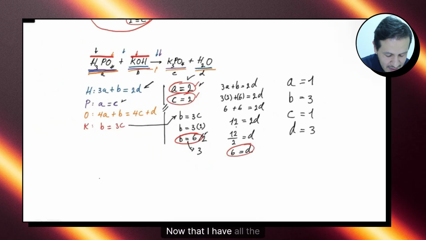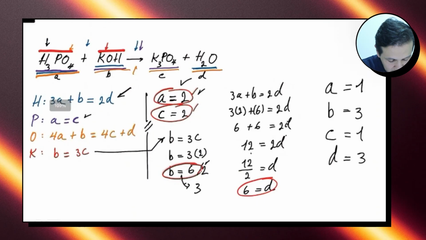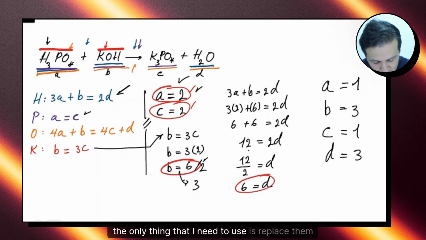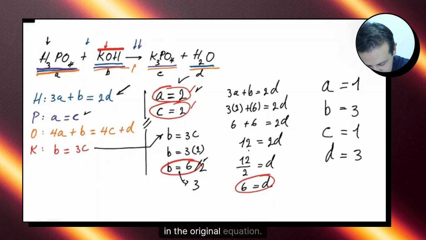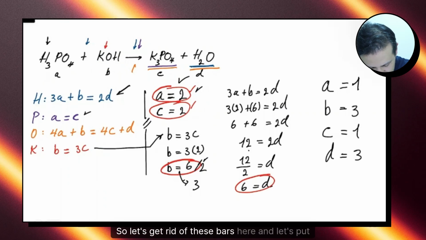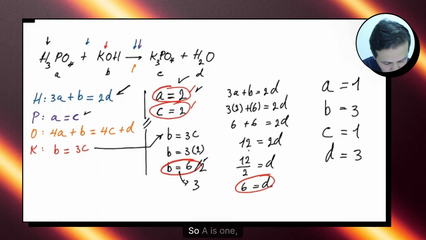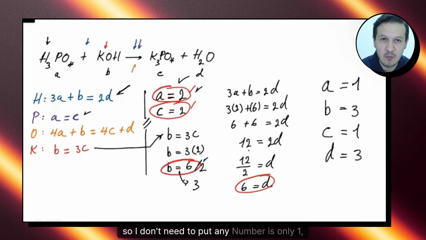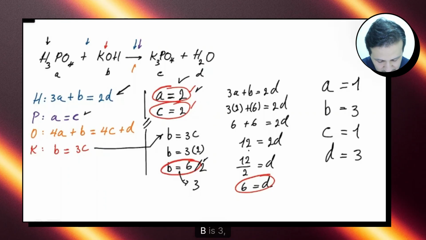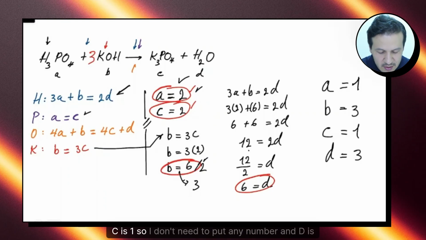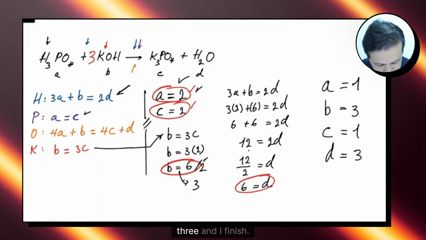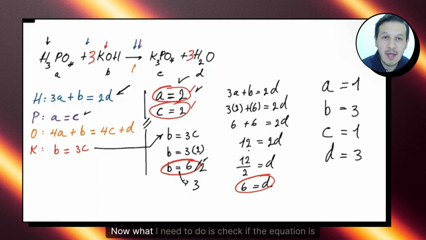Now that I have all the numbers, the only thing that I need to do is replace them in the original equation. Okay, so let's get rid of these bars here and let's put the numbers. So A is 1, so I don't need to put any number, it's only 1. B is 3, C is 1, so I don't need to put any number, and D is 3. And I finish. Now what I need to do is check if the equation is balanced.